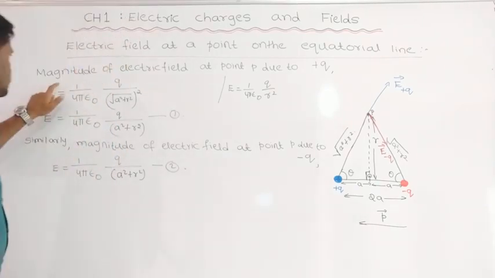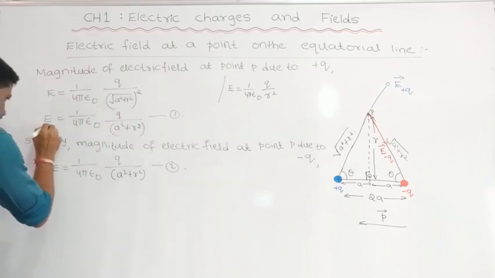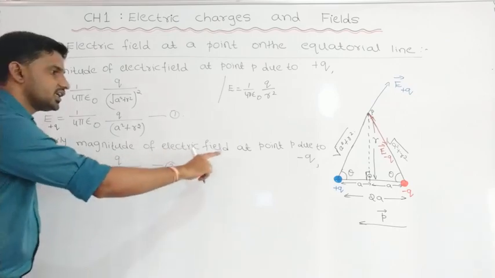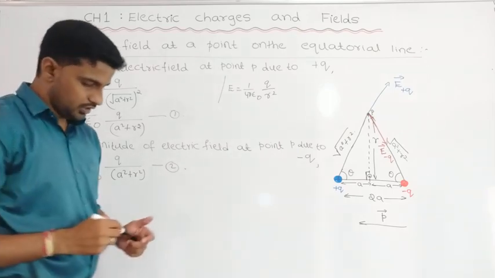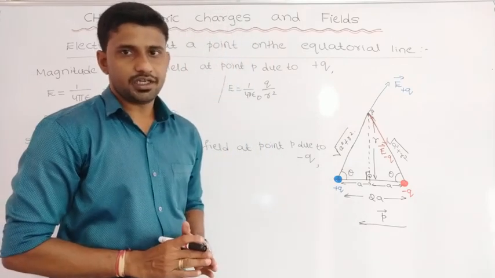This equation is for the magnitude of electric field at a point P due to the positive charge, so I am taking it as E plus Q. This is the equation for the magnitude of electric field at a point P due to the negative charge, so it is written as E minus Q. Understood? Now we know that electric field is a vector quantity, right?